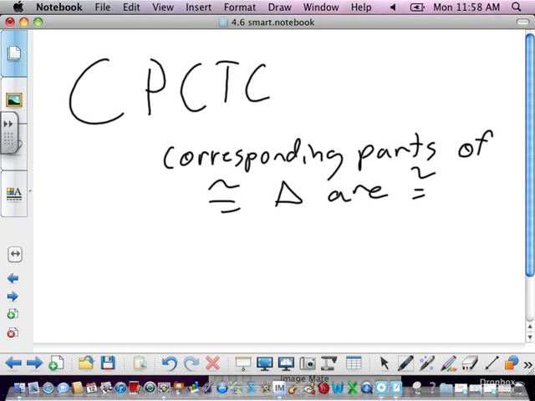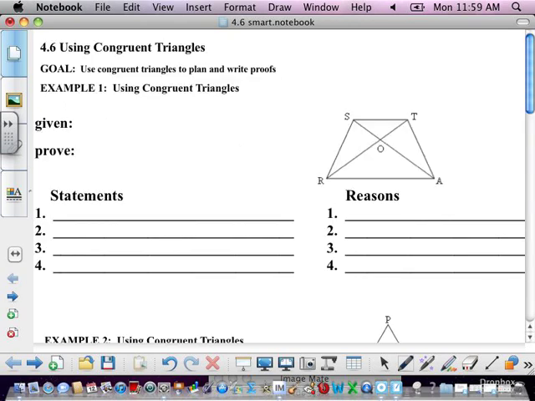CPCTC is very useful, very important. We're going to use it for the proofs today. You ready? Okay, again, can you use this to prove two triangles are congruent? No. We only use it to prove parts are congruent. Okay. All right. We've got 4 proofs. We might not do them all. We'll see how much time we have.